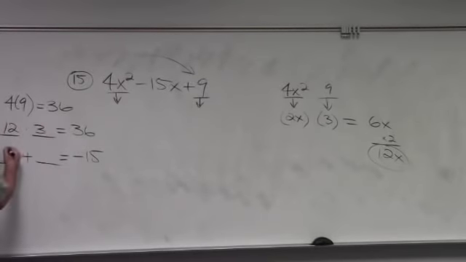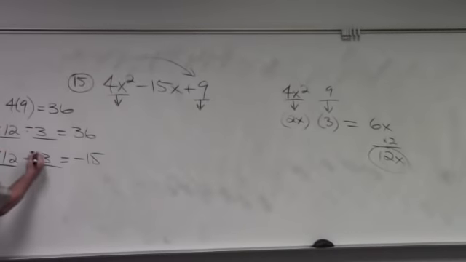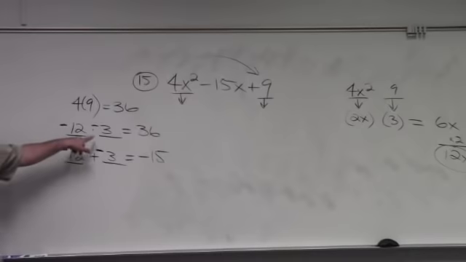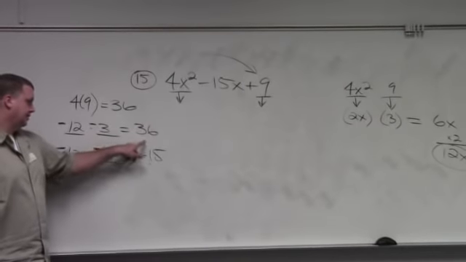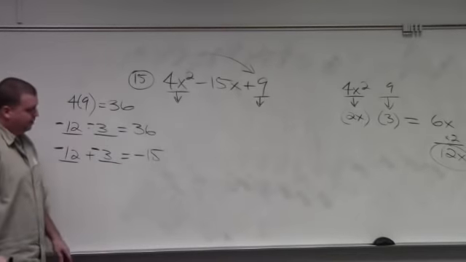Now what would the signs in those have to be, in order to multiply to give you a positive but add up to a negative? Right, a negative times a negative. They both have to be negative. Negative 12 times negative 3 is a positive 36. Negative 12 plus a negative 3 adds together to give you negative 15.